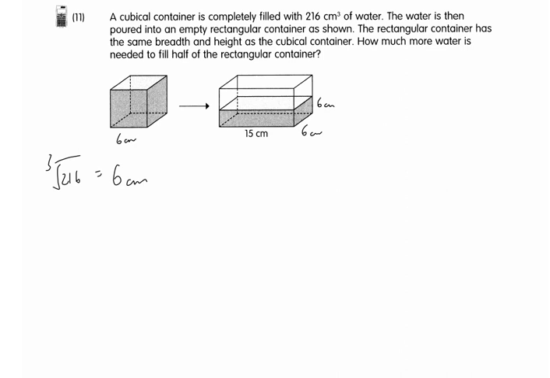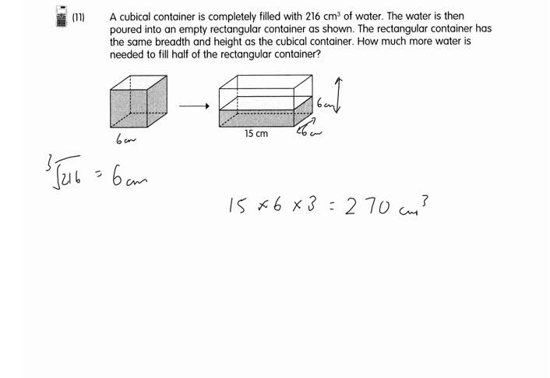So you need to know that from here to here is actually 6 cm, right? So I want half of the container. That means I need to fill up until what height? 3 cm, right? So the volume of water needed will be 15 times 6 times 3, right? Correct? Which is how much? 270 cm cube. So we need to fill up to 270 cm cube, correct? Of the rectangular container.